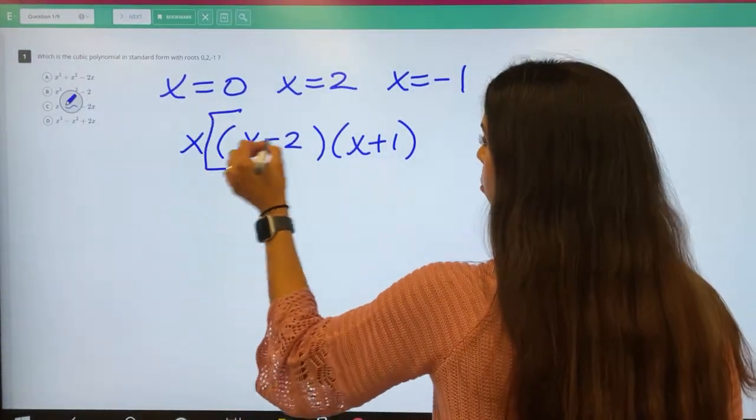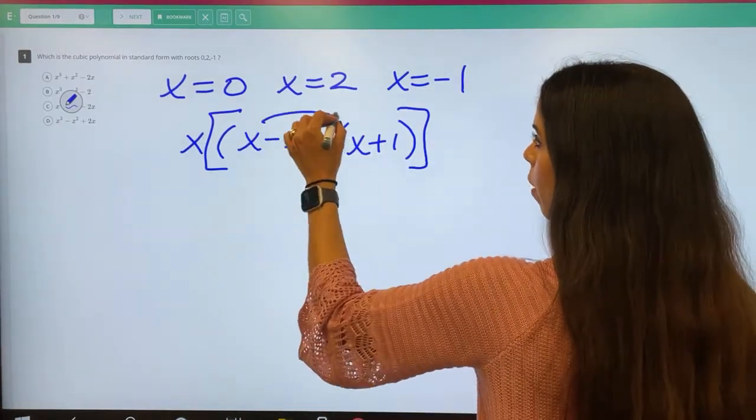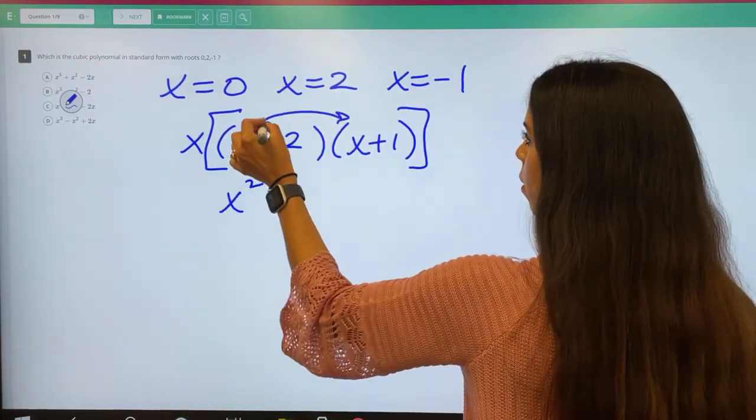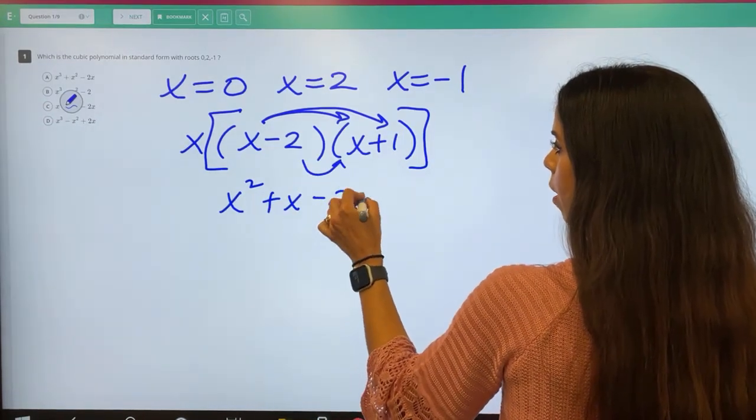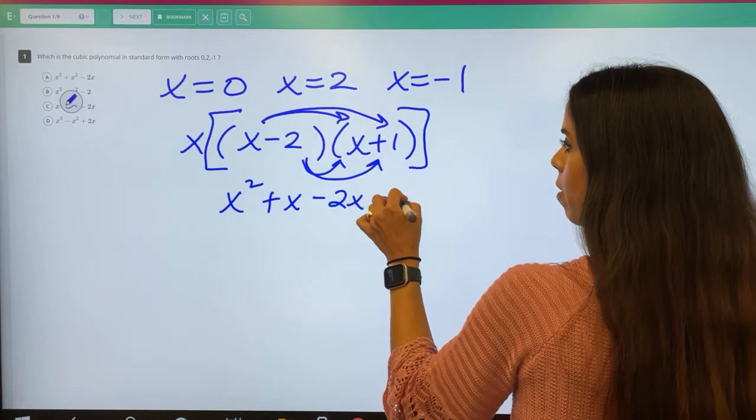I'm going to start by multiplying these out first. So FOIL it out. X times x is x squared. X times 1 is x. -2 times x, -2x. -2 times 1 is a -2.